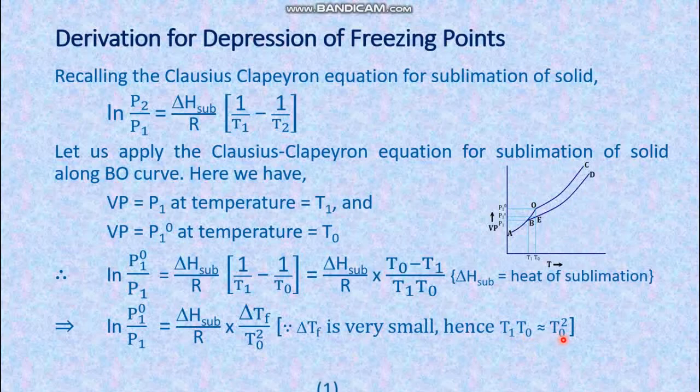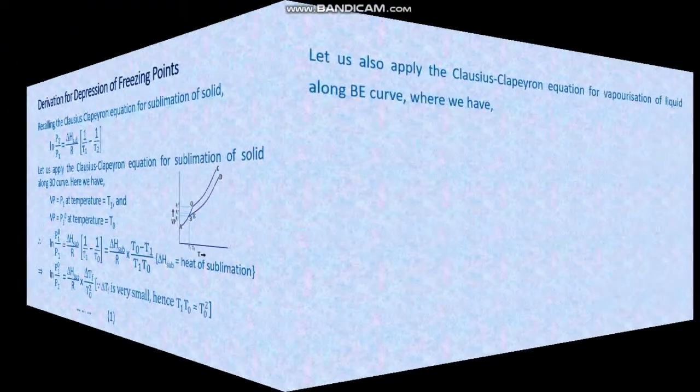And this is equation number 1. So remember this equation number 1, this is natural log of P10 by P1 equals delta H sublimation by R into delta TF by T0 squared, where T0 is the freezing point of the pure solvent.